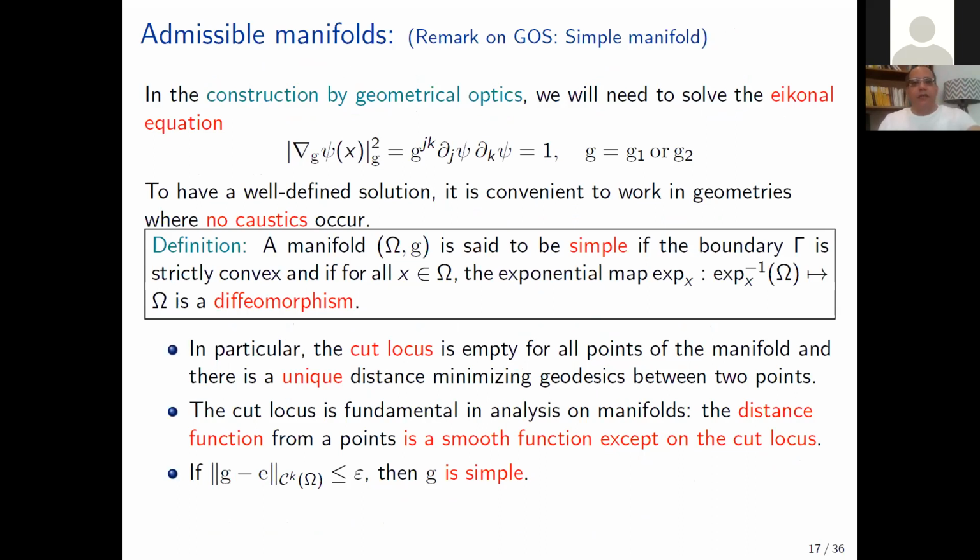Let me move on to introduce the admissible manifold. In the construction, which is our third step, in the construction of the special solution, we need to solve some equation. So we need to find some function psi such that the norm of the gradient of psi equals 1. This is the gradient with respect to the metric g. g is g1 or g2.